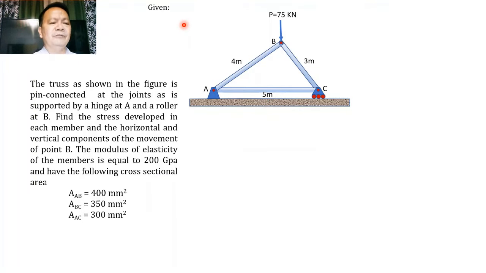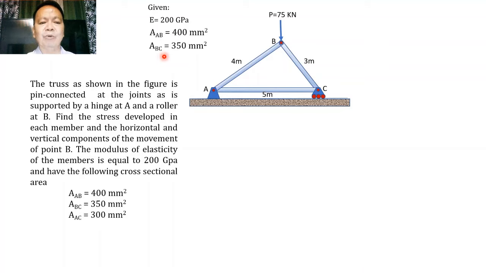So we're given the following. The modulus of elasticity of the members, which is equal to 200 GPa. The area of member AB is equivalent to 400 square millimeter. The area of member BC is equivalent to 350 square millimeter. And the area of member AC is equal to 300 square millimeter.